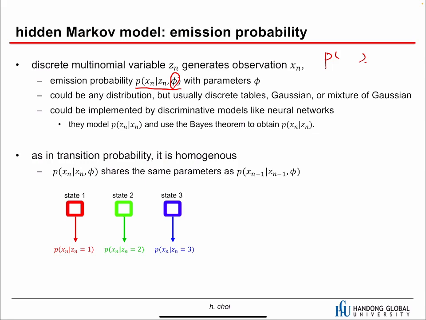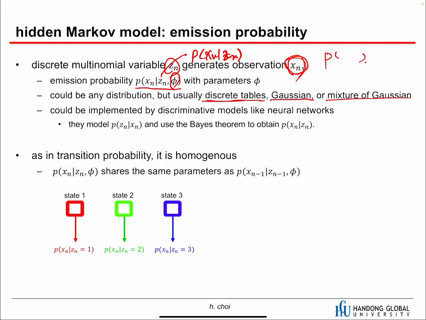So this is exactly the same as P of xn given zn. This could be any distribution, but usually we can have discrete tables when the observation is discrete. So from this discrete variable to the discrete observations, we can have discrete tables to have all the probabilities. Or if xn is continuous, then we can have Gaussian. And if xn is a more complicated continuous variable, then we can have a mix of Gaussian.